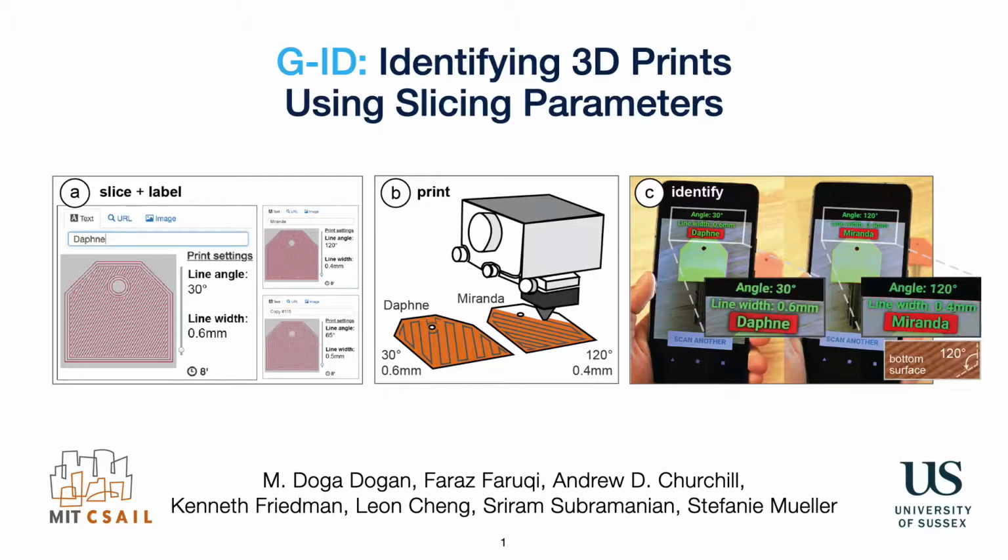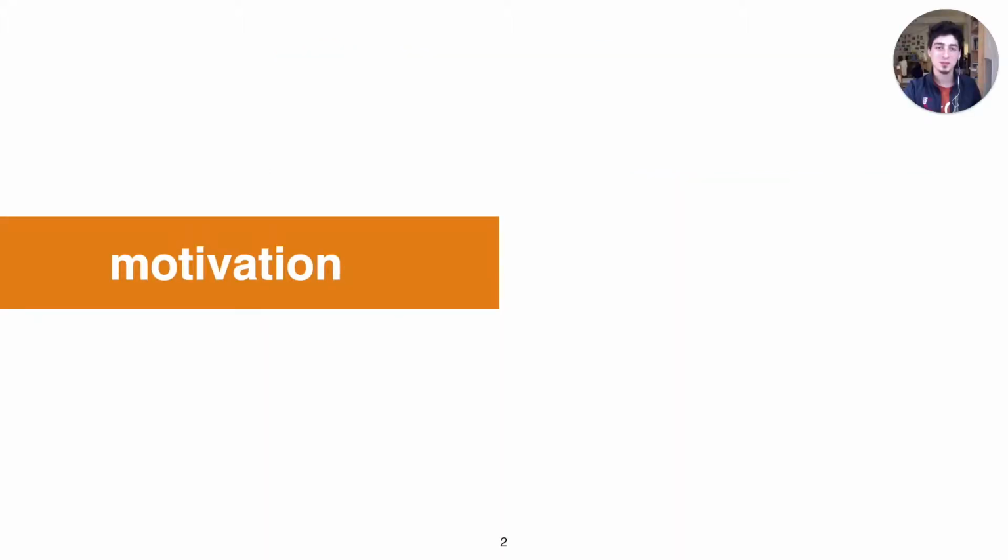Hi, I'm Doğa from MIT CSAIL, and today I will present GID, a method for identifying 3D prints using slicing parameters. Let me start with our motivation.